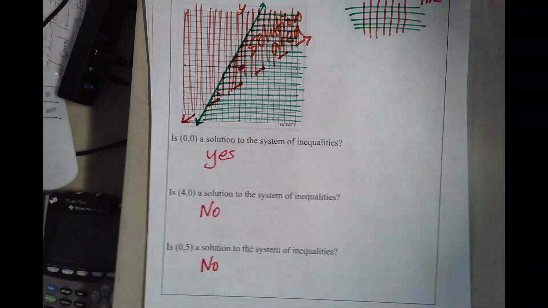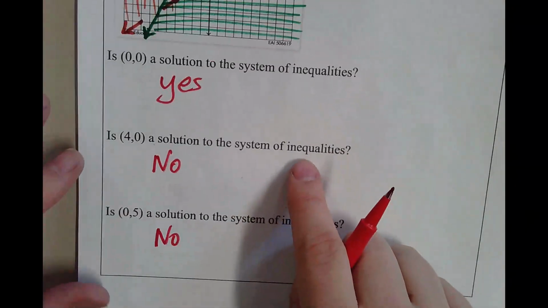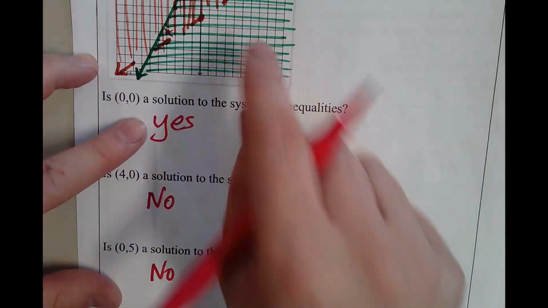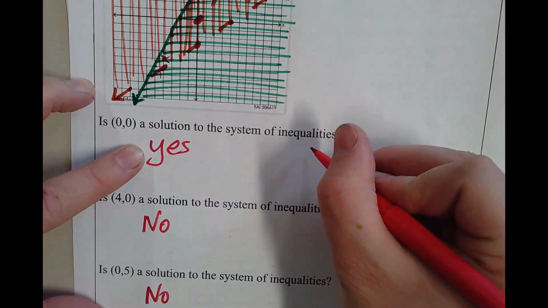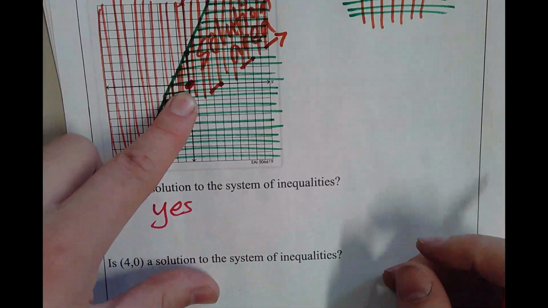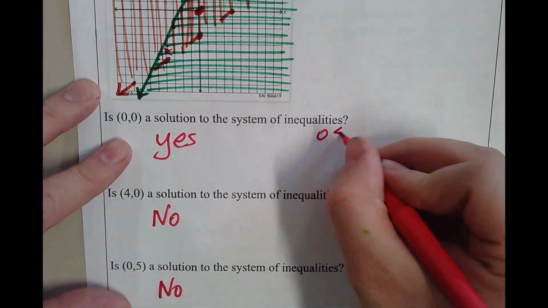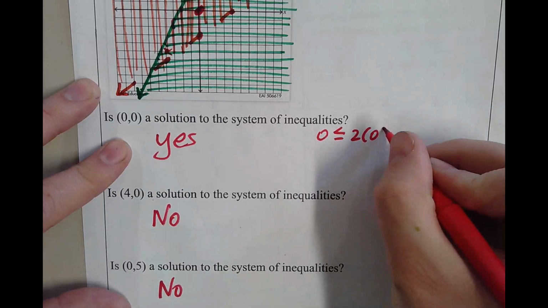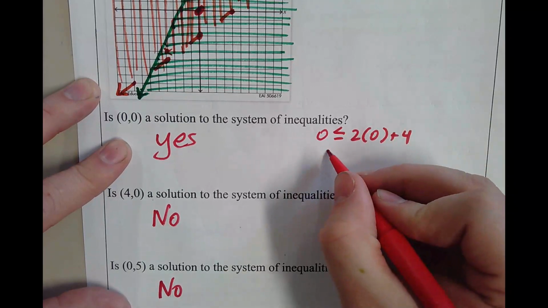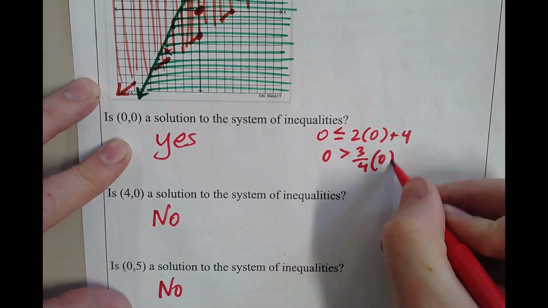Now you might be wondering why. If you got these right, that's great. But you might be wondering why. So for the first one, 0, 0 is a solution, right? Because if we plug in 0, 0 into our graph, it's in this shaded area, which is great. But you can also check it by substituting it into your inequalities.